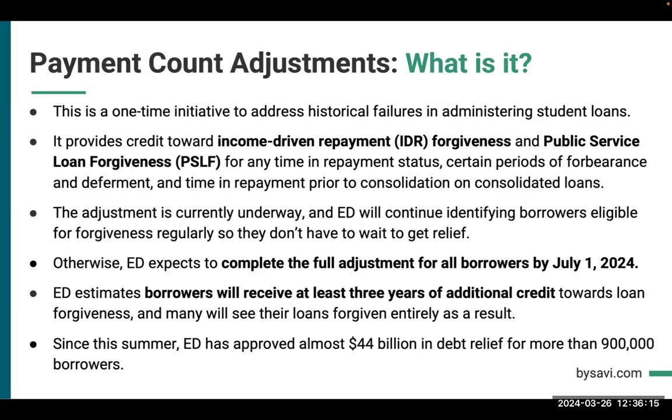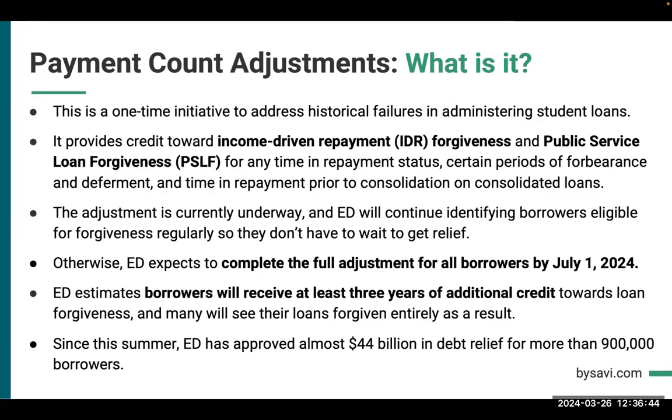Now, here's the great news, and this is why I was excited to tell you all about this: the Department of Education estimates that borrowers will receive at least 3 additional years of credit towards loan forgiveness, and many will see their loans forgiven entirely as a result. So I want you to think about it like this. After these adjustments are completed, you are likely to receive on average about 3 additional years of credit towards that 10 years total that you need for forgiveness under PSLF.